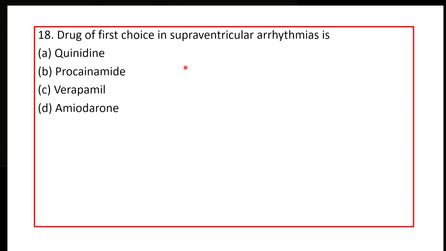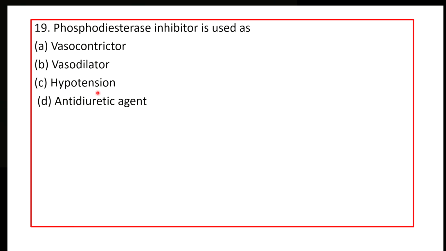Question number 18. Drug of first choice in supraventricular arrhythmia is. The first option is quinidine, B, procainamide, C, verapamil, and D, amiodarone. So the first choice in supraventricular arrhythmia is. The answer is C, that is verapamil.